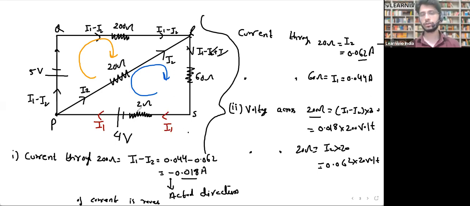It will not change. And this is also a method to check your calculations. If your potential difference is not changing on changing path, that means you're going in the right direction. Your currents are correct. But if your potential difference changes for different paths, that means you are going in the wrong direction. The value of current that you are getting is incorrect.